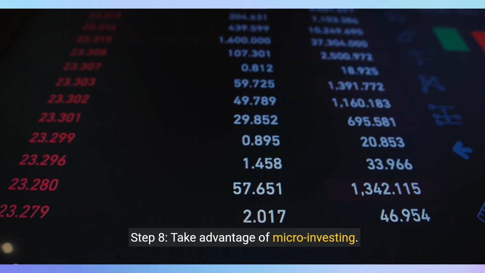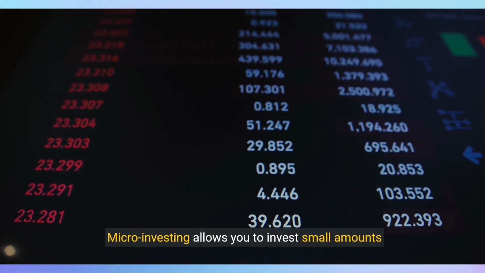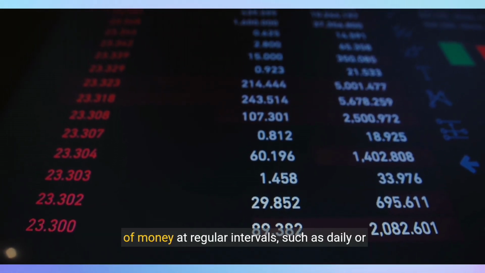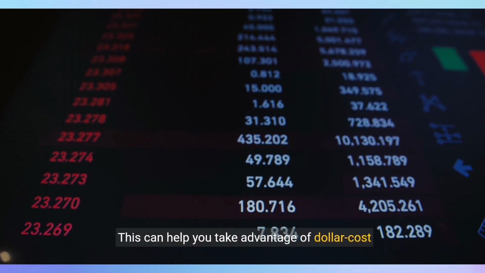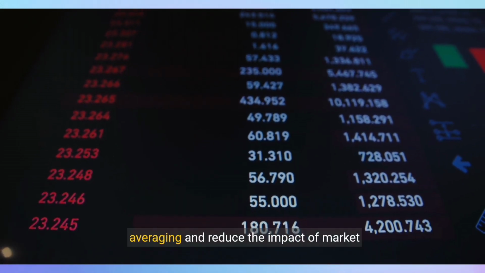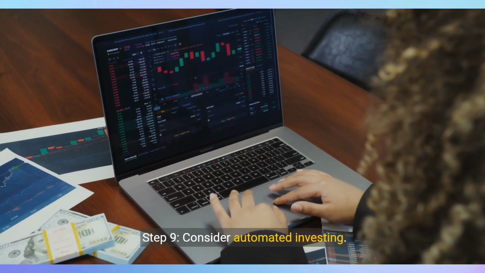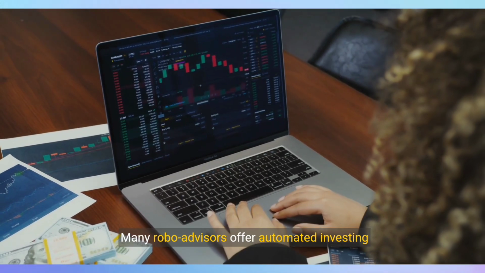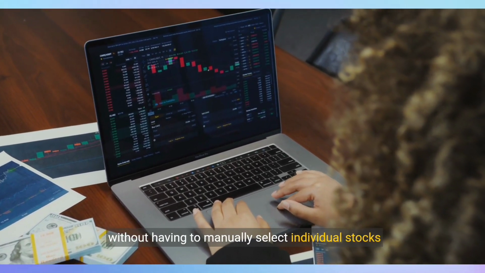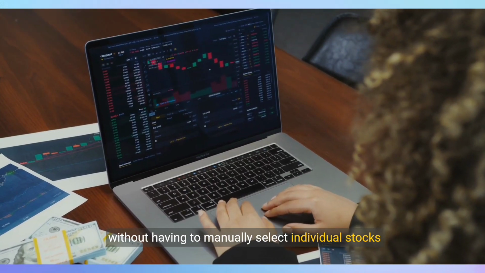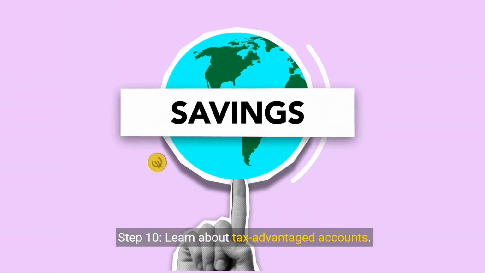Step 8. Take advantage of micro-investing. Micro-investing allows you to invest small amounts of money at regular intervals, such as daily or weekly. This can help you take advantage of dollar-cost averaging and reduce the impact of market volatility. Step 9. Consider automated investing. Many robo-advisors offer automated investing options, which can help you invest your funds without having to manually select individual stocks or ETFs.